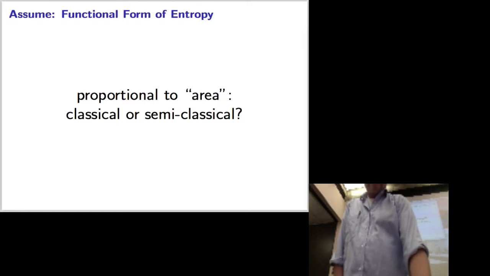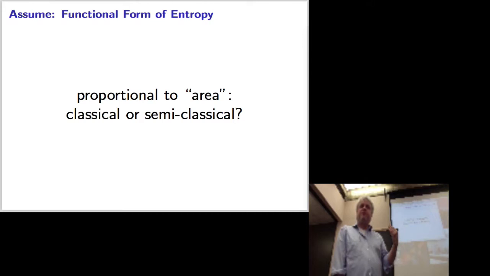And they assume a functional form of the entropy that is proportional to area. Remember, they can't get this from the black hole laws, because this is exactly what they are setting out to prove in effect. So they have to explicitly assume it. Although there's some subtlety about that, especially in Padmanabhan's approach. But it's not clear to me, actually, whether this should be thought of as a classical or a semi-classical assumption.